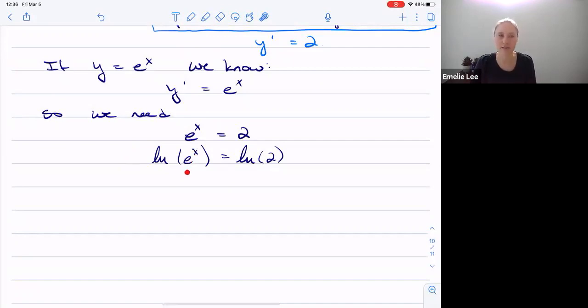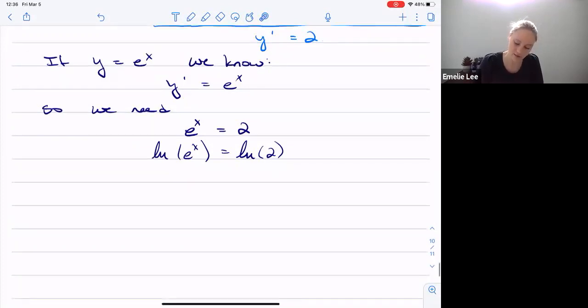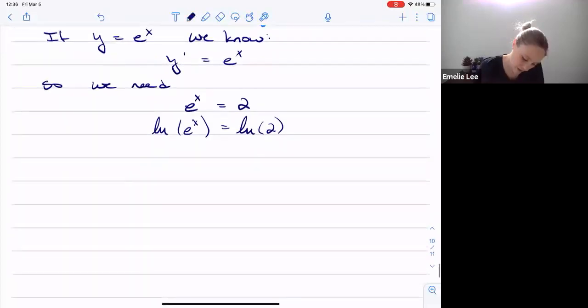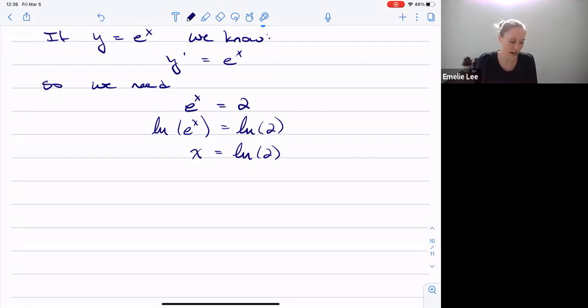But just remember, if you take the log of e to the x, you just get x. And the log of 2 is just some number. It's just going to be a nasty decimal, probably. So x becomes the log of 2. I'm going to keep it in the exact form. Okay, there it is. I found the value of x that makes the slope be 2 for the tangent line.